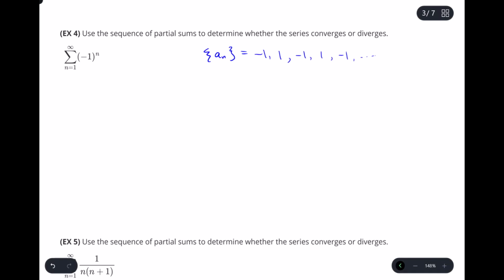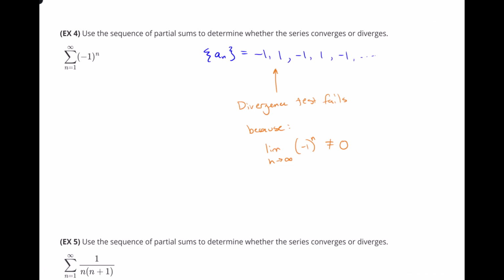Now, I'll go ahead and state, if we apply the divergence test, the divergence test fails. All right, because the infinite limit of the sequence terms does not equal 0. All right, so this really doesn't have any hope at all for convergence, but I want to show you what happens.